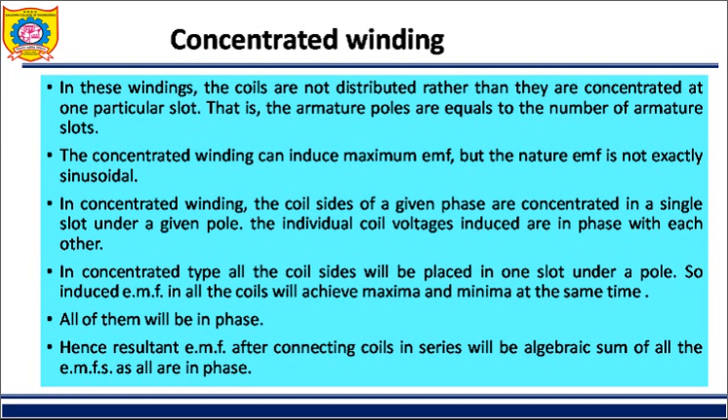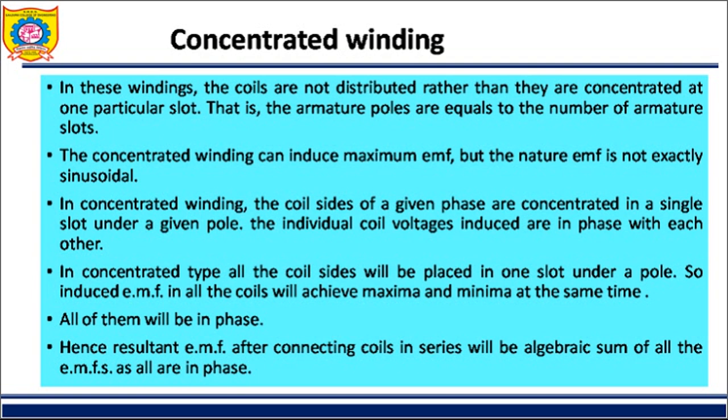In concentrated winding, the coil sides of a given phase are concentrated in a single slot under a given pole. So individual coil voltages are induced in phase with each other. In the concentrated type, all the coil sides will be placed in one slot under a pole. So the induced EMF in all the coils will achieve maximum or minimum at the same time.